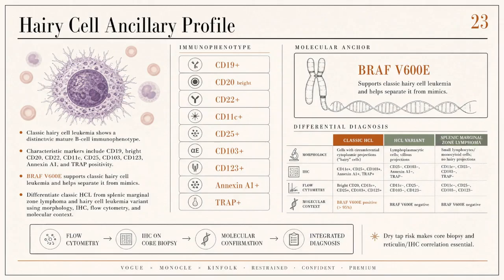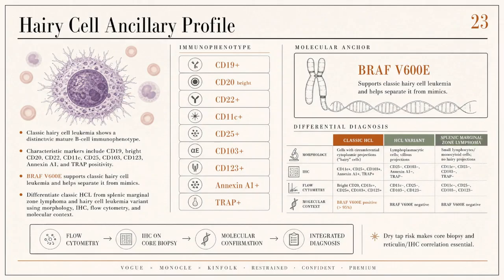The flow cytometry dot plots you see on the left side of the slide demonstrate this co-expression pattern, which helps differentiate HCL from other B-cell neoplasms that may lack one or both markers. Immunohistochemistry further complements flow cytometry by allowing visualization of protein expression within tissue architecture. Annexin A1 stands out as a highly specific marker for classic HCL. Its presence is invaluable in distinguishing classic HCL from the hairy cell leukemia variant and splenic marginal zone lymphoma, both of which lack annexin A1 expression. This specificity makes annexin A1 a cornerstone in the immunohistochemical panel for suspected HCL cases.